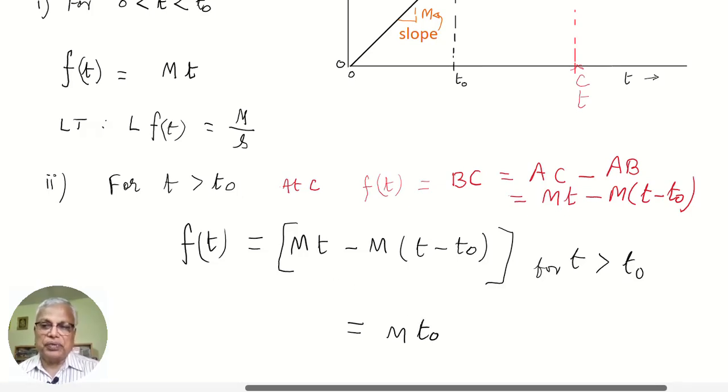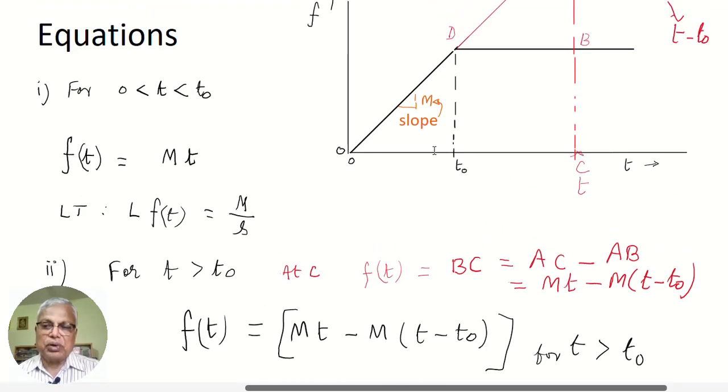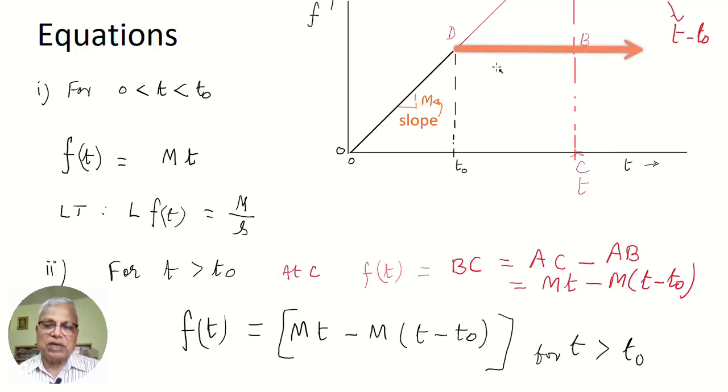If you look at the figure at C, at any point t greater than t naught, the value of the function is this. And what is this? This value is nothing but the slope into t naught. Slope into t naught will be this value, right? We see here, this value is going to be m into t naught.